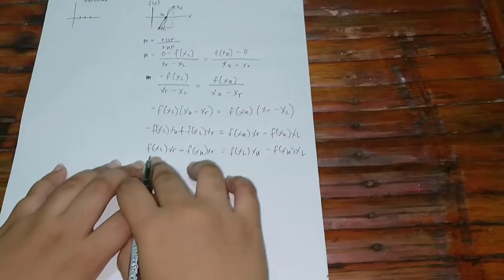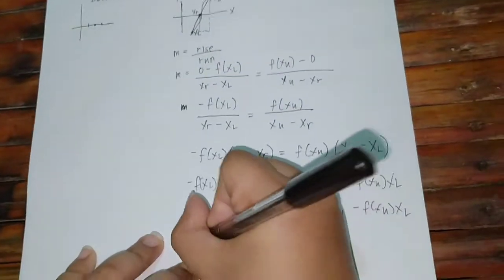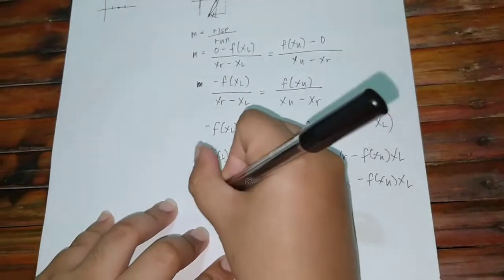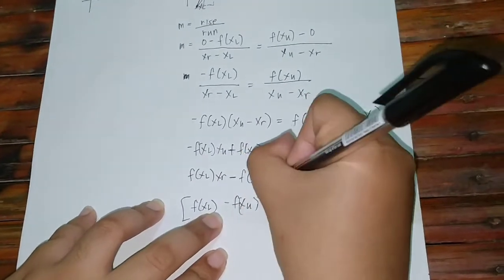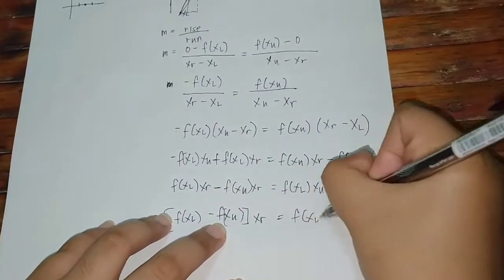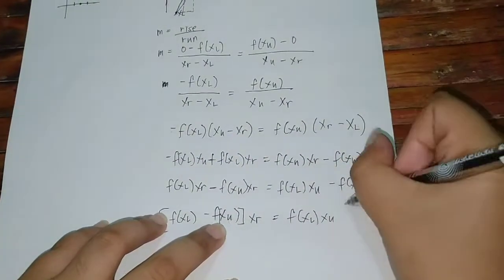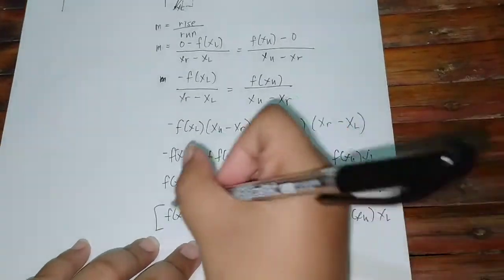And then we factor out x of r, since x of r is common. So we have f of x of l minus f of x of u, times x of r, is equal to f of x of l, x of u minus f of x of u, x of l.